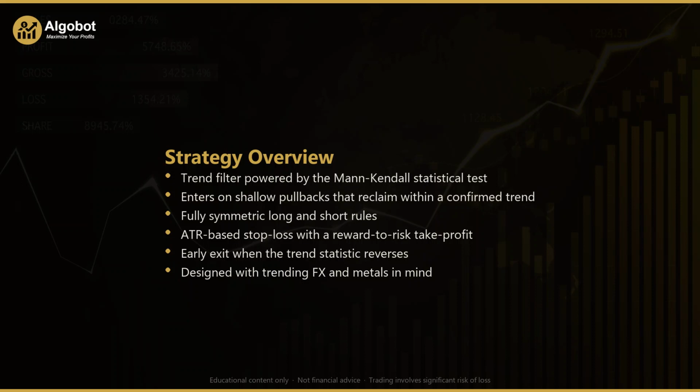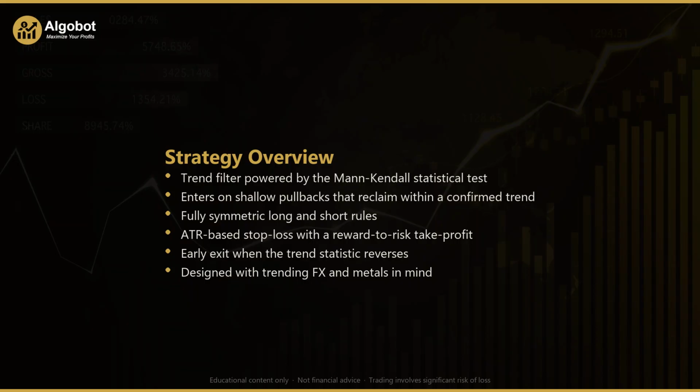The strategy converts that test into a single standardized number called a z-score. When the z-score climbs above a chosen threshold, the strategy treats the market as a confirmed uptrend. When it falls below the negative of that threshold, it reads a confirmed downtrend.